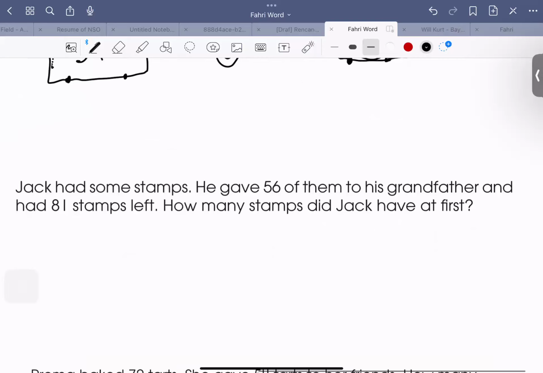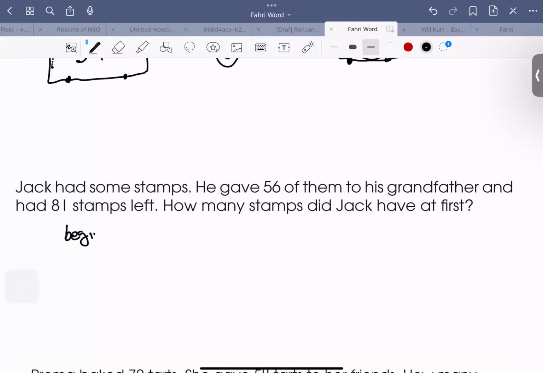Jake had some stamps. We don't know the information about the initial condition. He gave 56 of them to his grandfather. And now he has 81 stamps left. How many stamps did Jake have at first? Subtraction. Are you sure? Addition. Yeah, addition. So let's define the problem.